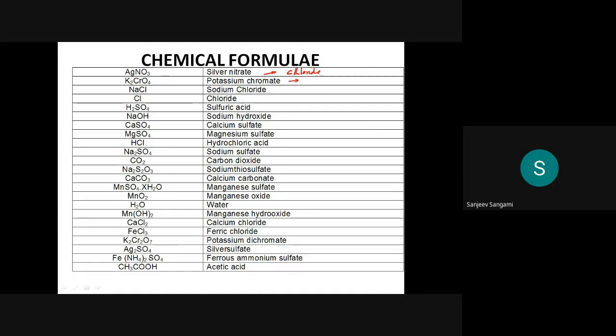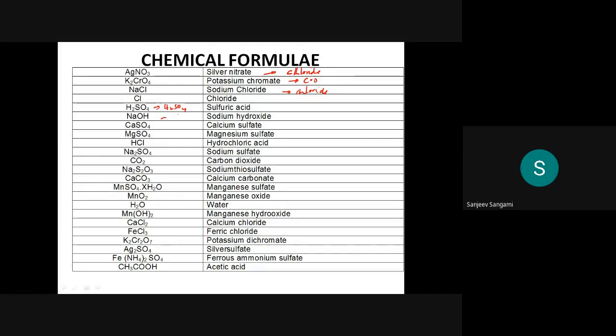Then potassium chromate, which is also used in our chloride experiment. Then sodium chloride, we'll use it in the chloride experiment. Then chloride is designated as Cl. Then sulfuric acid, we normally use it. It is designated by H2SO4. Then sodium hydroxide, it is designated by NaOH. You have to write it that way only.